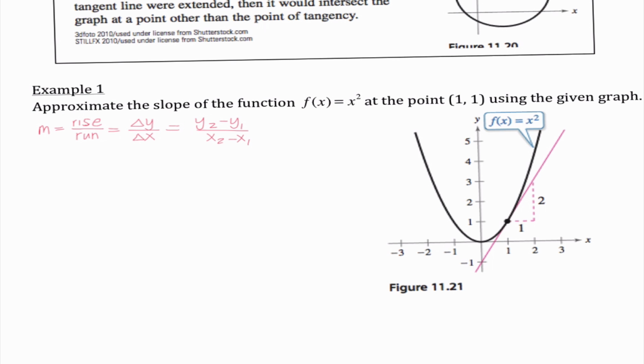So we're trying to find the slope here at (1, 1). Our function is f of x equals x squared, and we can see that there is also a point at (2, 3). They've actually done a lot of work here for us already because they're showing us that the rise is 2 and the run is 1. So in this case, our slope would be rise over run, which is 2.